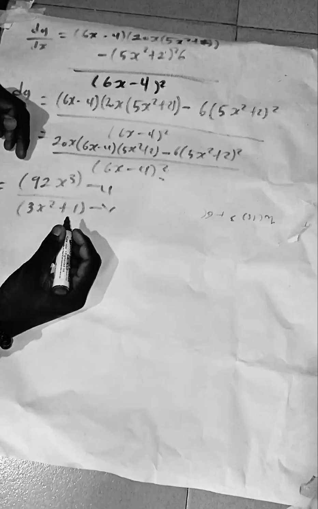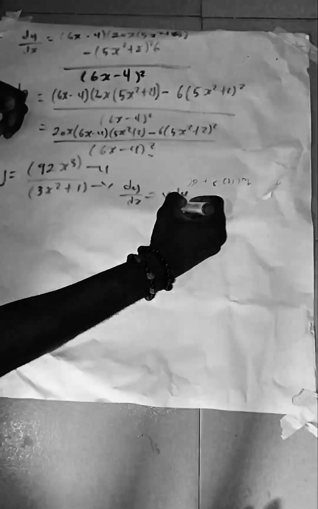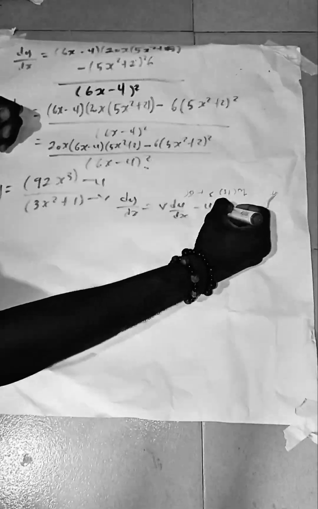So this question was a bit messy, so let's treat one last question as our example. So let's see, we have something like y equals 92x cubed divided by 3x squared plus 1. So remember, let's set this to be our u, and let's set this to be our v. So the quotient rule formula is dy by dx is equal to v times du by dx minus u times dv by dx, all divided by v squared.